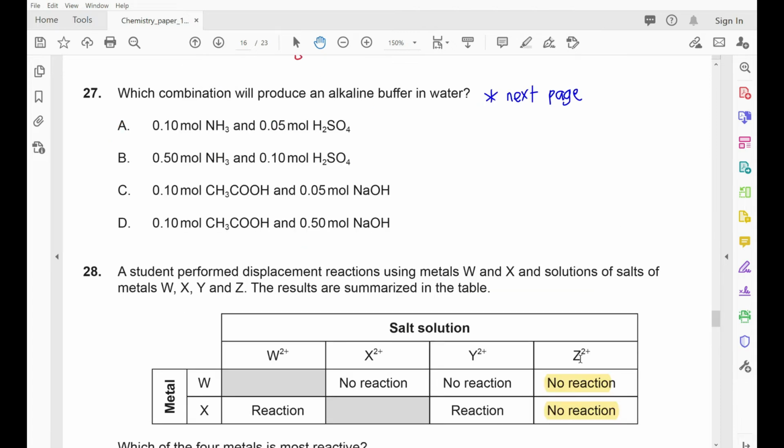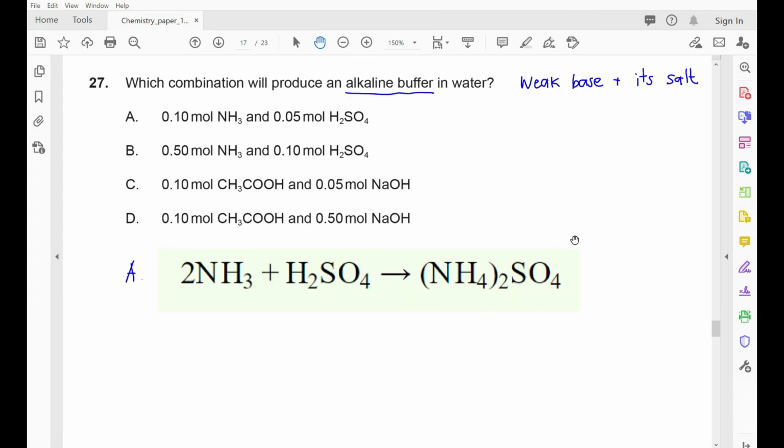Question 27. Which combination will produce an alkaline buffer in water? What makes an alkaline buffer is a mixture of a weak base and its salt. So looking at the options, we can already eliminate C and D because sodium hydroxide is not a weak base. Right, let's take a look at A and B.